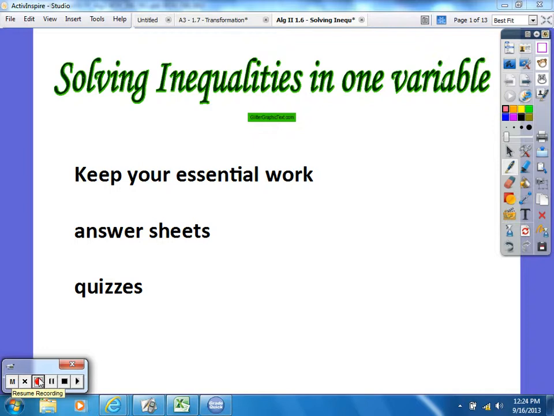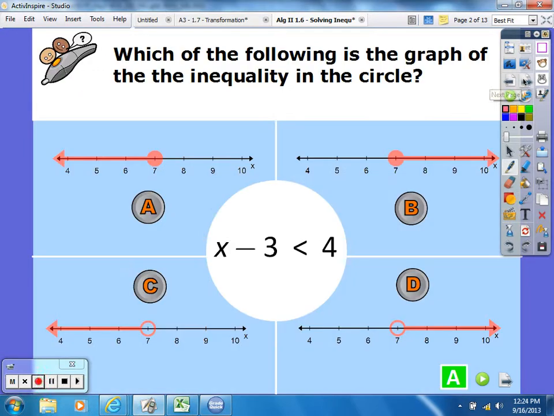Today we're going to solve inequalities in one variable. One variable. So if I'm graphing, how many lines do you think I need to graph this? If it's one variable? One. One variable, one line. That is why you do not need graph paper to graph these. How nice is that? So here's our first problem.